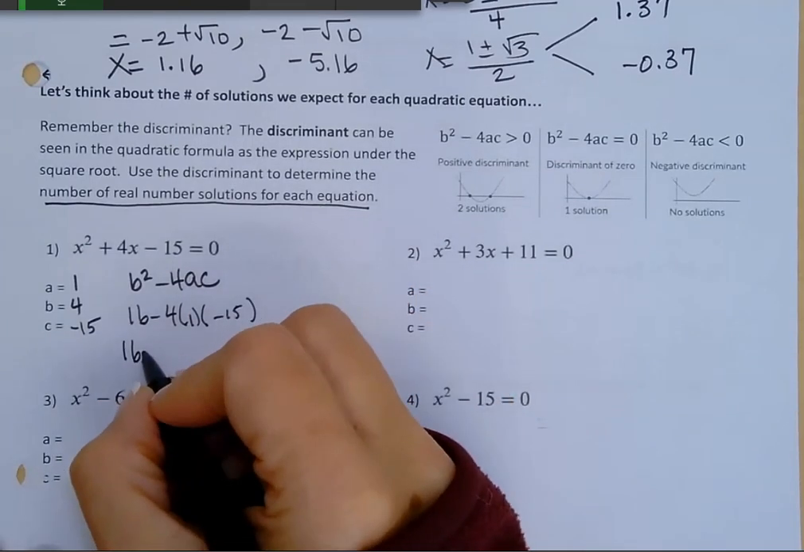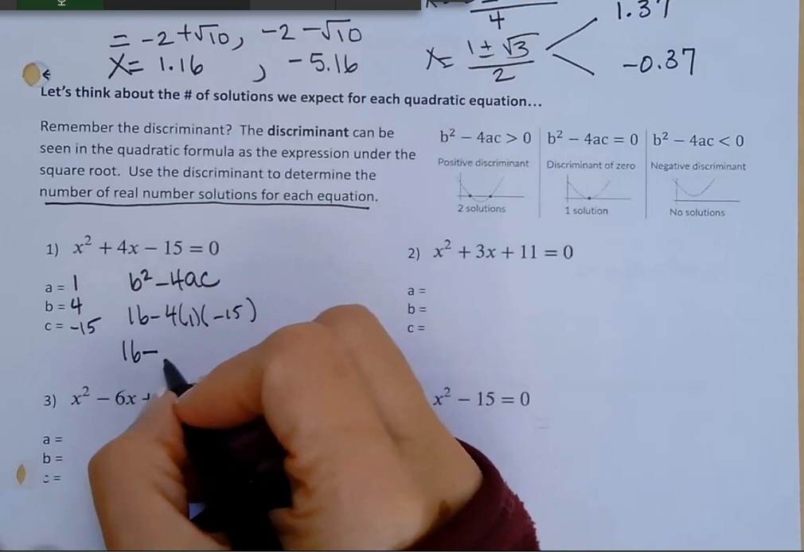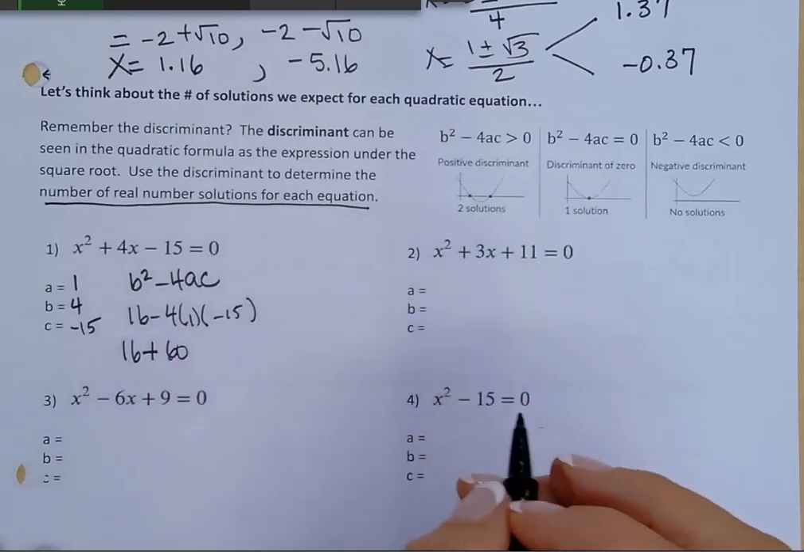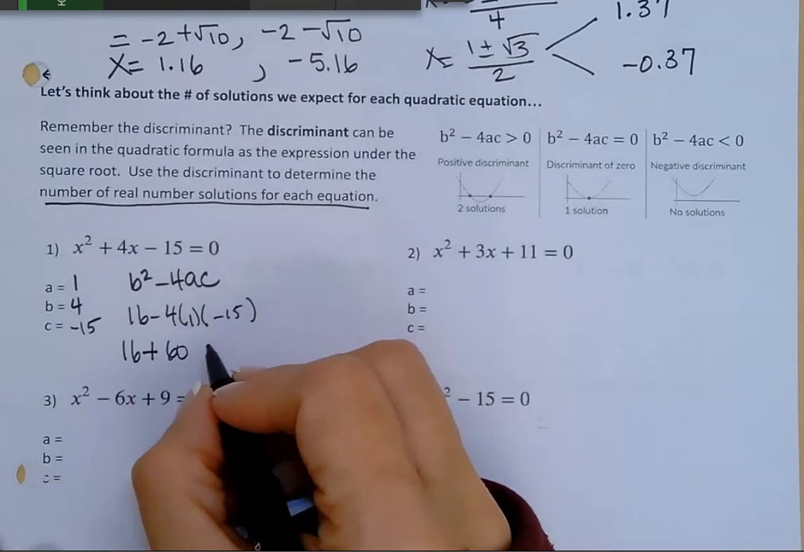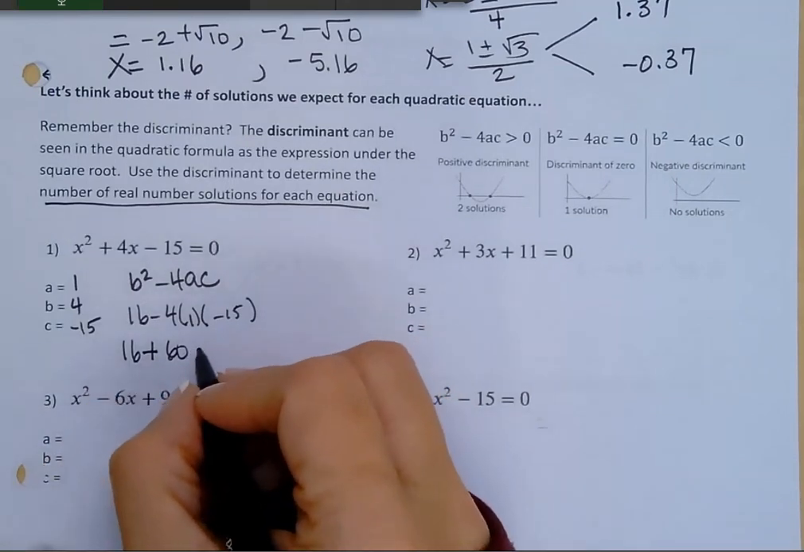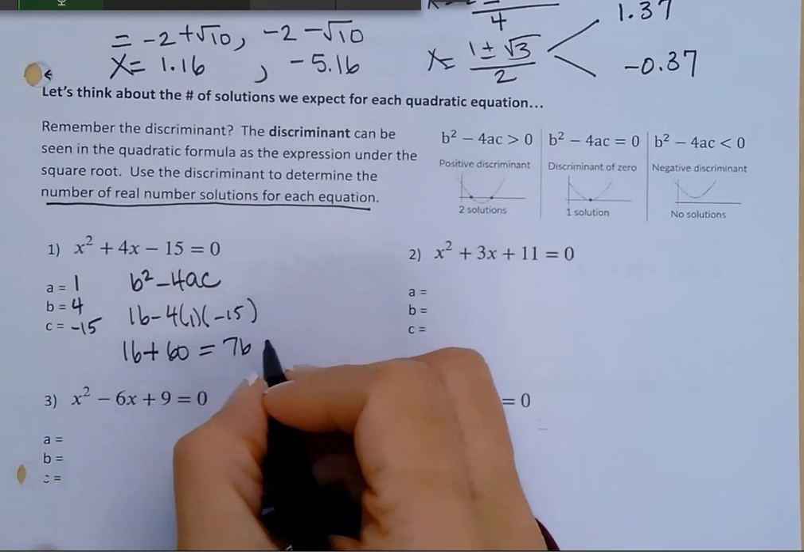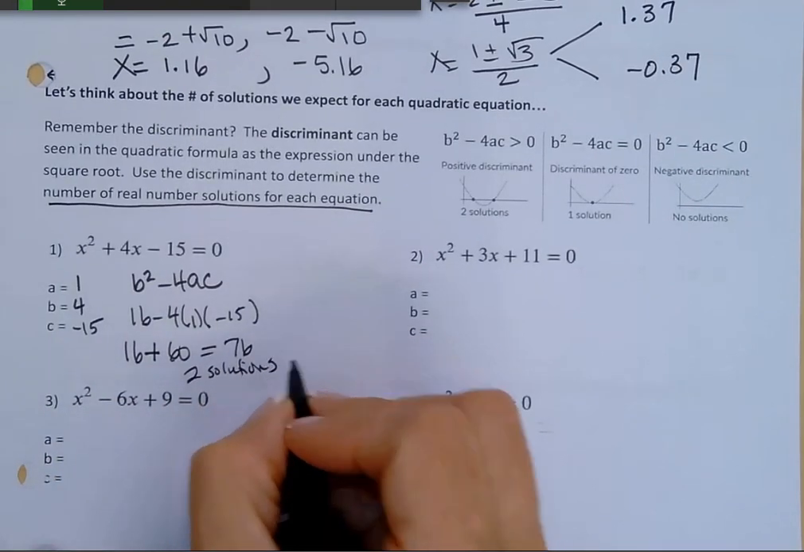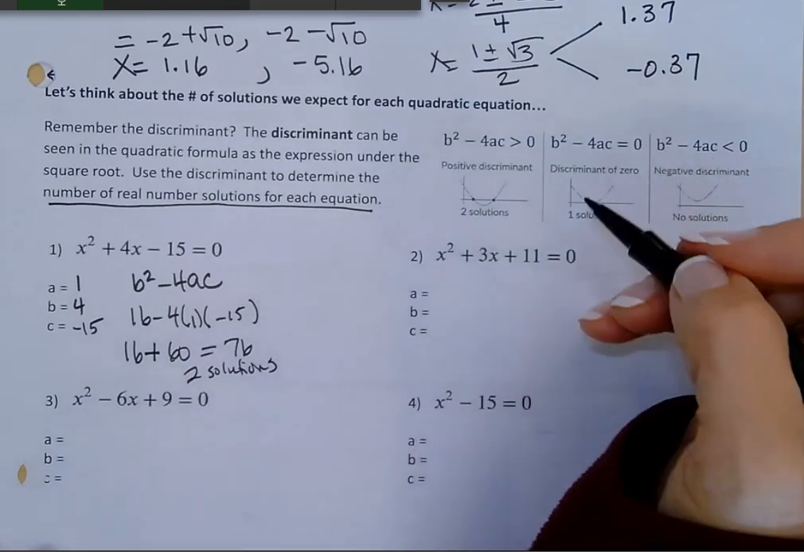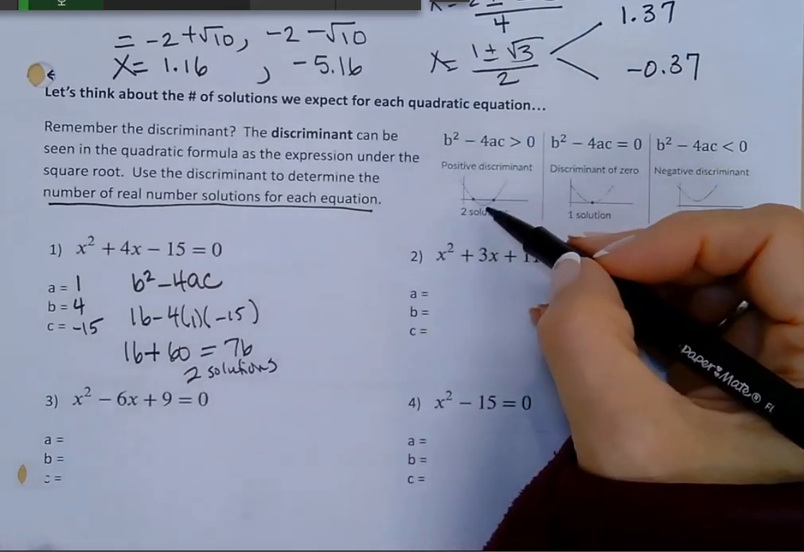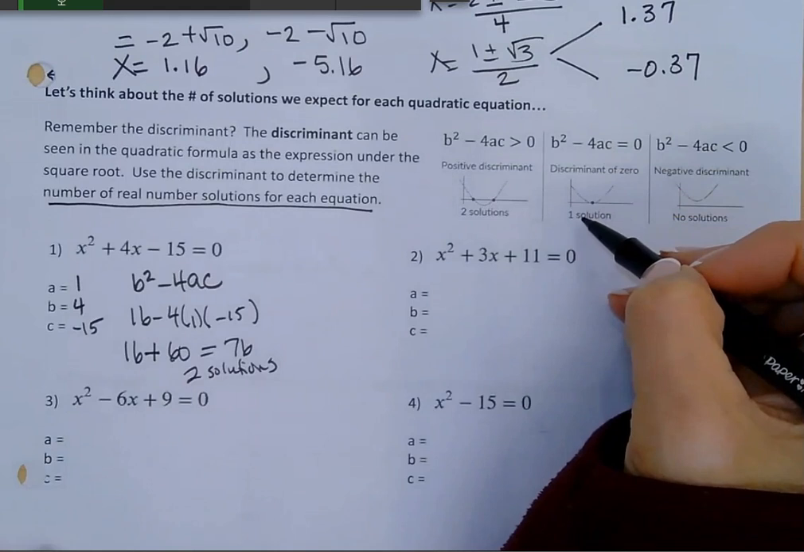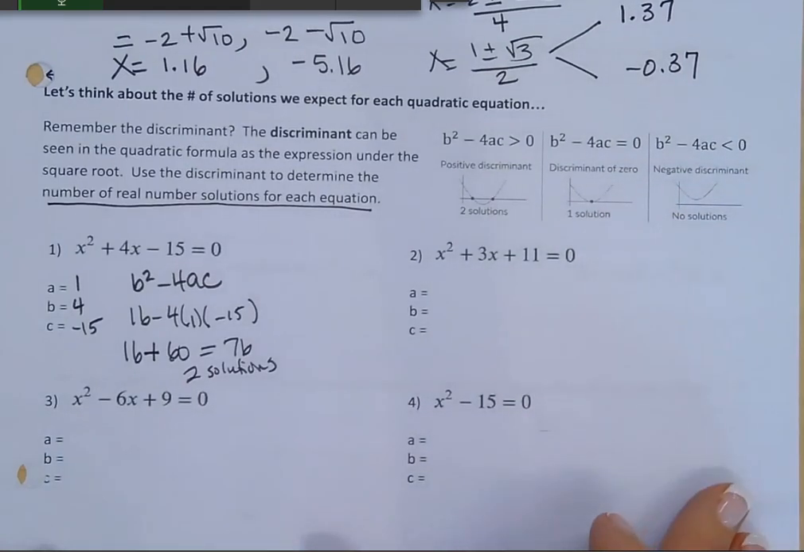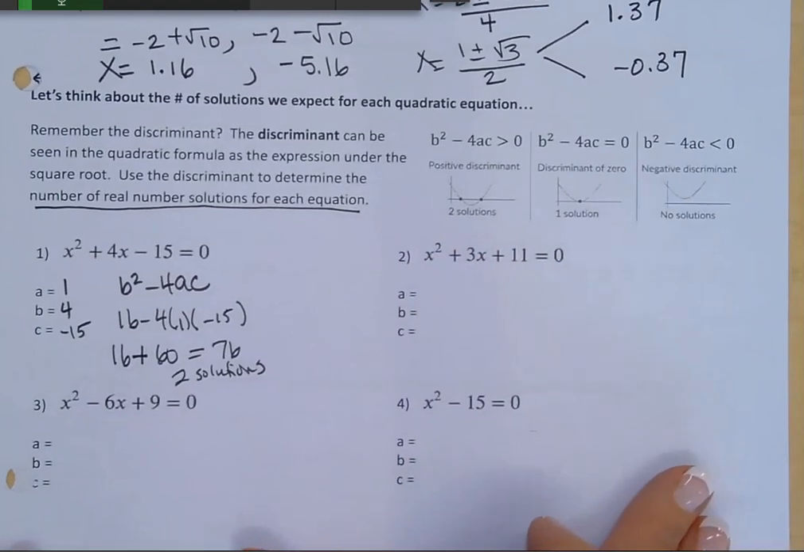And so I have 16 minus 60, plus 60, sorry. Negative times negative is positive. And so this equals 76, which means 2 solutions, just because one option was the discriminant is positive, one option is the discriminant is exactly 0, and one option is the discriminant is negative, and so that's how I figured these things out.